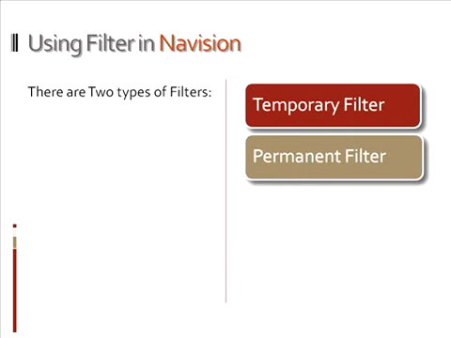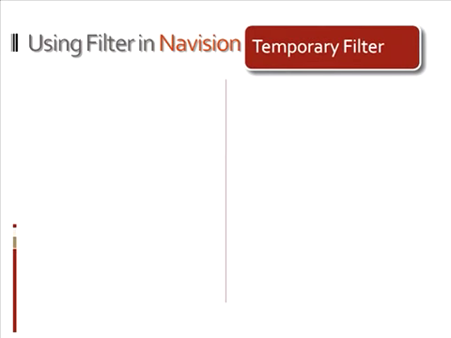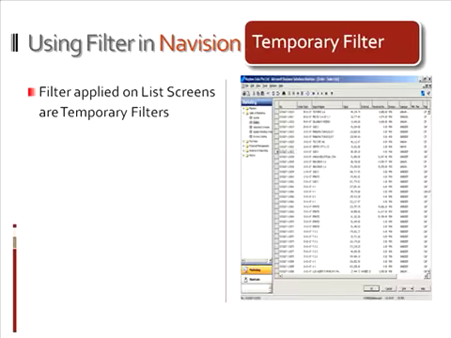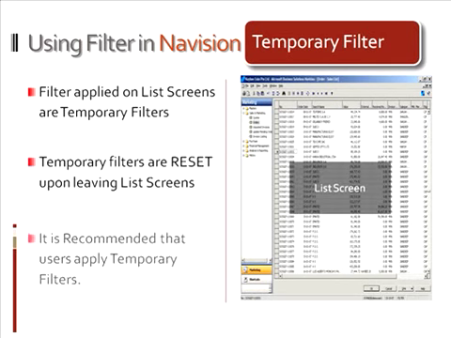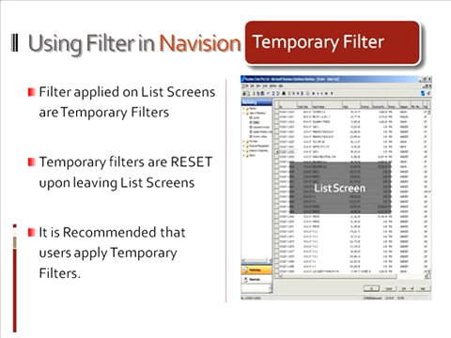Same as find function, filters can be applied on a list screen as well as on card screen. Filters applied on list screens are temporary filters. Temporary filters are reset upon leaving list screens. That means filters are not remembered upon closing the screens. It is recommended that users apply temporary filters instead of permanent filters.